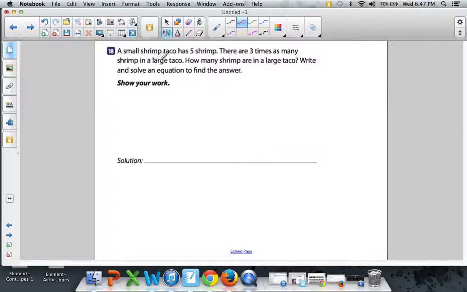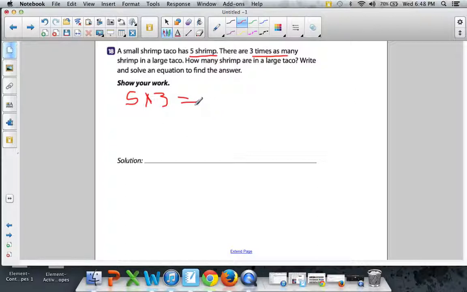A small shrimp taco has 5 shrimp. There are 3 times as many shrimp in a large taco. How many shrimp are in a large taco? Write and solve an equation to find the answer. So, let's write this equation first. A small shrimp taco has 5 shrimp. There are 3 times as many shrimp in a large taco. How many shrimp are in a large taco?